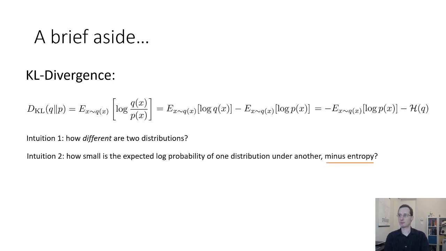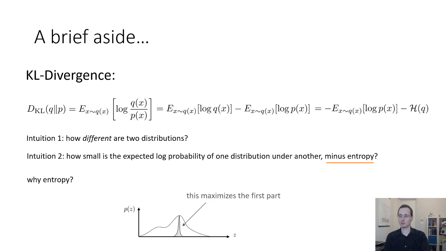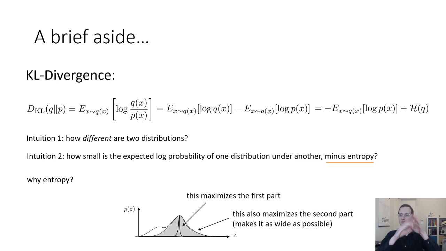And that minus entropy part is important. Why? Well, because if you didn't have that, then the Q that minimizes that quantity would just find the peak of P. But because you're also maximizing entropy, you want to capture as much of P as possible. And of course, the lowest KL divergence would be if the two distributions match perfectly.